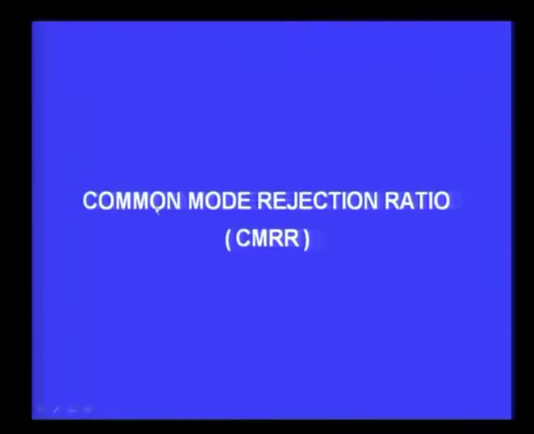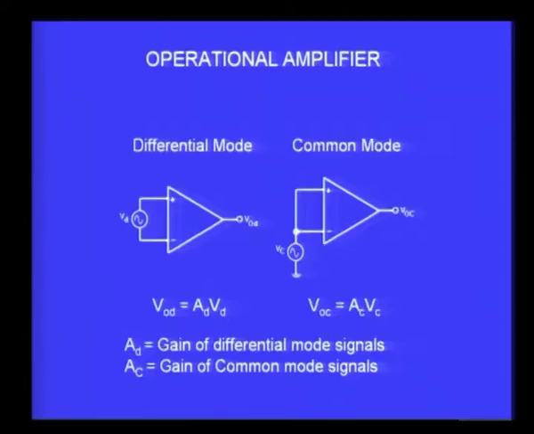Having seen how to measure the output resistance of an operational amplifier by actually performing an experiment, let us move on to the next characteristic in the table, and that is what is known as common mode rejection ratio, or CMRR. This common mode rejection ratio is actually an important characteristic of differential amplifiers. In any differential amplifier, this parameter becomes an important one.